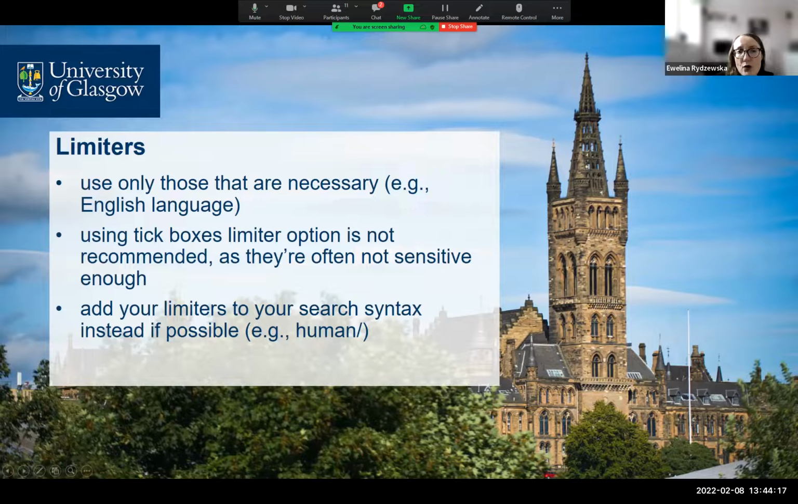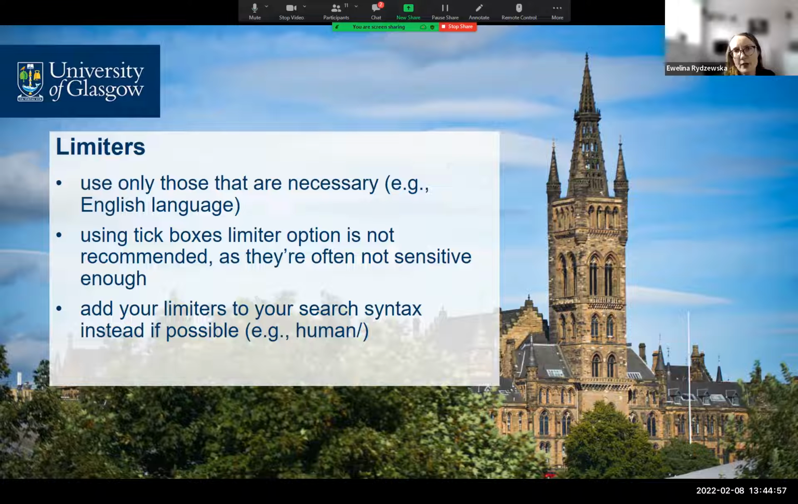You can also use in your search strategy words that are called limiters. That means that you can either time limit your search, or you can limit your search by language. You can limit the search by age, by the type of methodology, this sort of thing. And some of the databases have tick boxes where you could choose, for example, a different type of methodology that you're interested in, or a different kind of developmental stage. So maybe you're looking at childhood or young adulthood, that sort of thing.